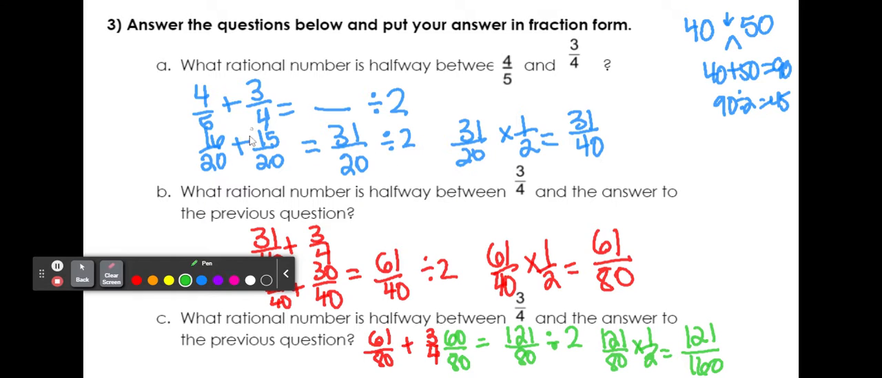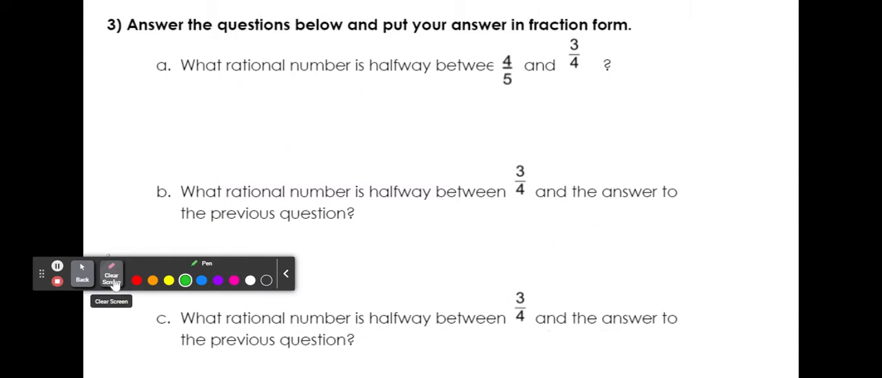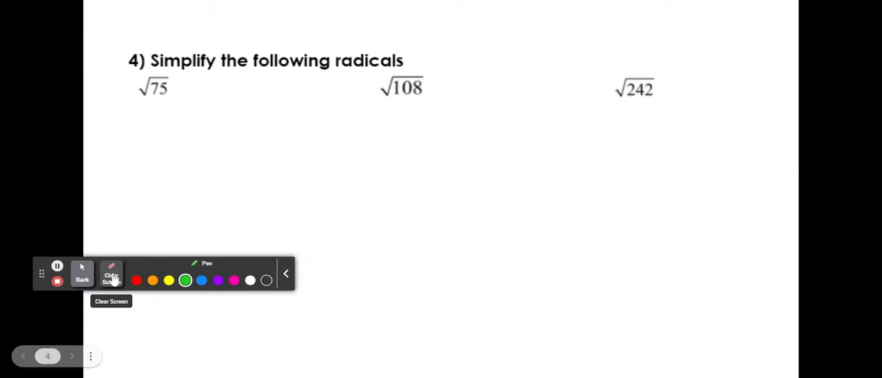I did want to see all this work, or at least what you were putting in the calculator, written out here for full credit. All right, on to the next. Simplify the following radicals does not mean put the square root of 75 into Desmos and put the decimal. Simplifying it, remember, is factoring it out to its simplest form, not as a decimal.